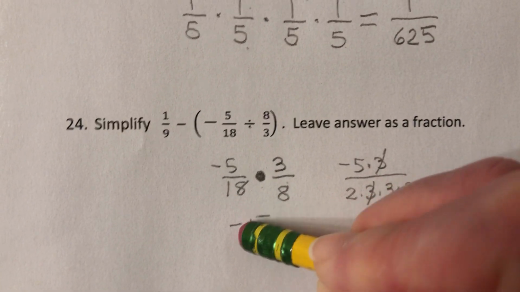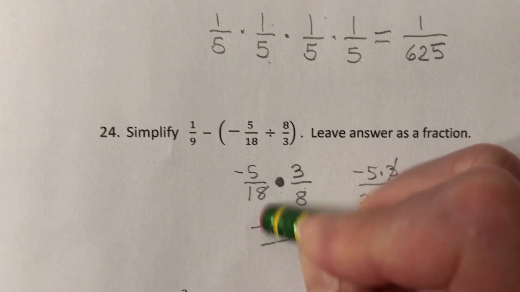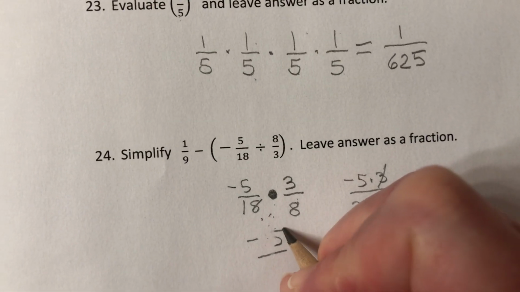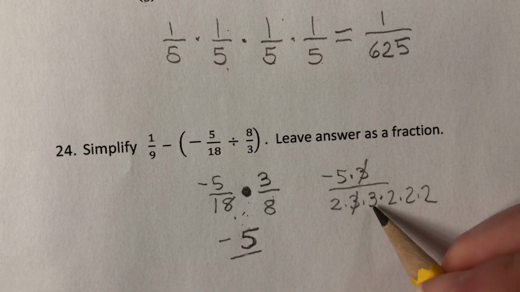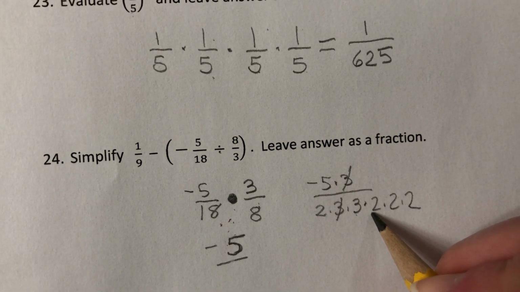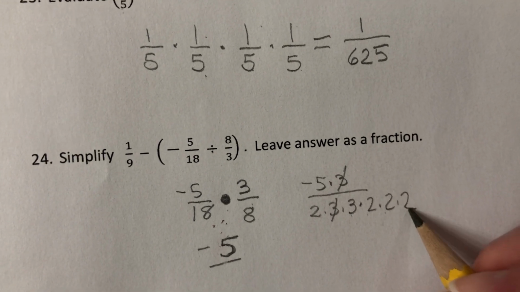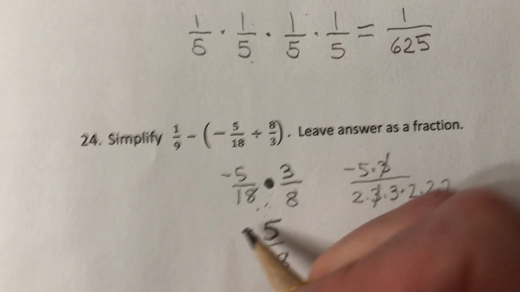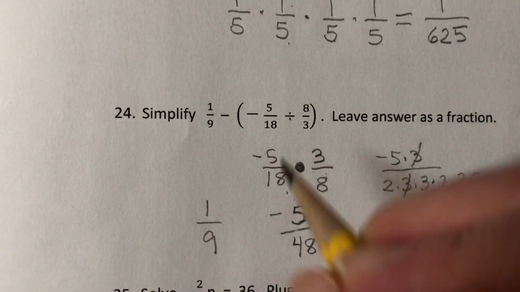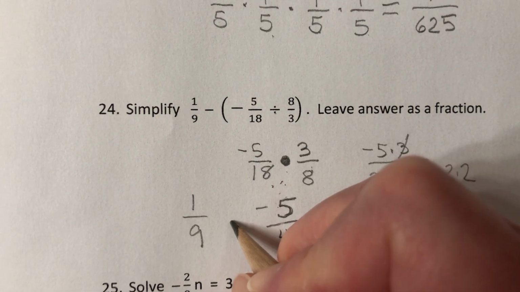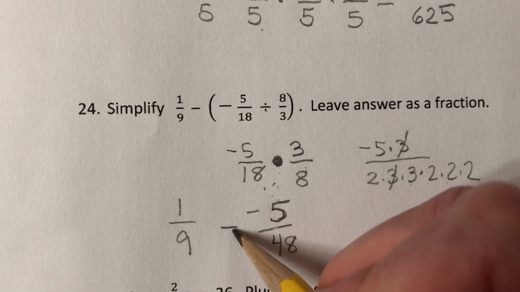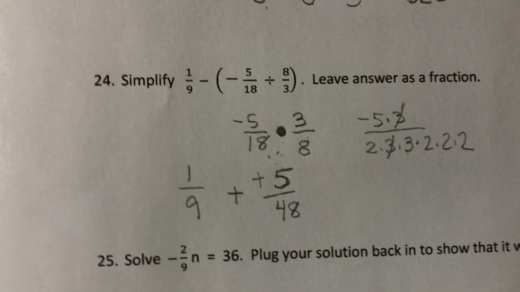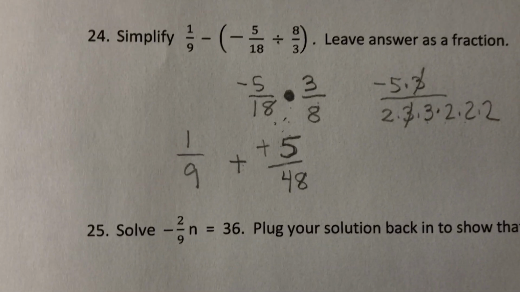So instead of 15 in the numerator here, I'm going to have the negative 5. So negative 5 over 2 times 3 is 6, times 2 is 12, times 2 is 24, times 2 is 48. So that's what I get here. Bring this down here. And I've got a subtraction here. Now, subtracting. The definition of subtraction is that subtracting a number is the same as adding its opposite. So this actually becomes an addition problem.